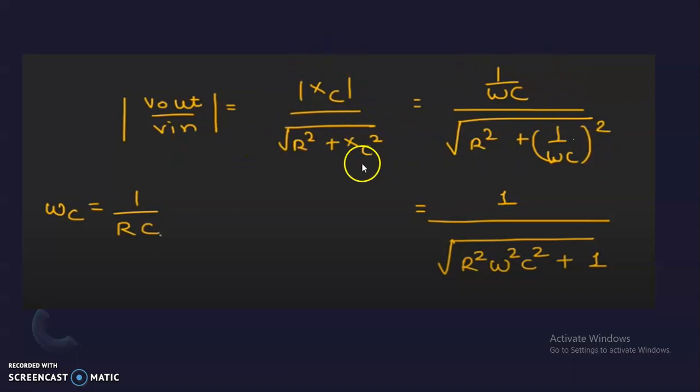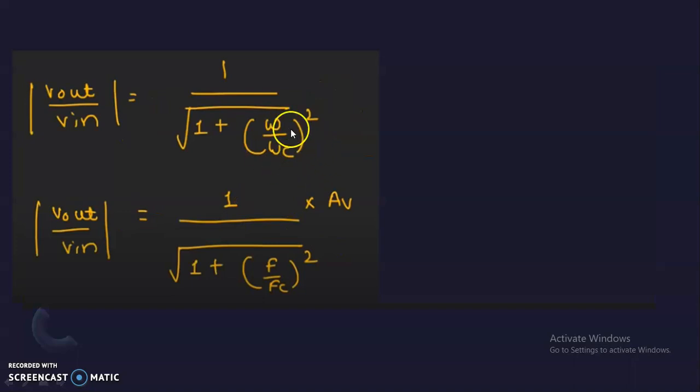We put omega in place of it in the equation. Then we get this form. Then we multiply omega c to the denominator and the numerator. We get this form. We put omega c equals 1 by RC. Then we get this form. So if we simplify this further, we will get it in terms of frequency. So V out by V in equals 1 by root over 1 plus F by Fc whole square, into AV. AV is the op-amp gain.